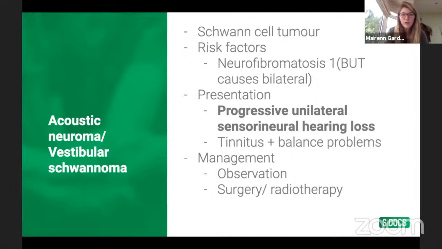Because of the slow-growing nature of these tumours, a lot of them are observed to begin with until there's severe hearing loss or other symptoms become difficult, or you're worried about it spreading further. When the tumour is of a certain size, most commonly they'll treat it by surgery, but radiotherapy is also beginning to be used more and more.